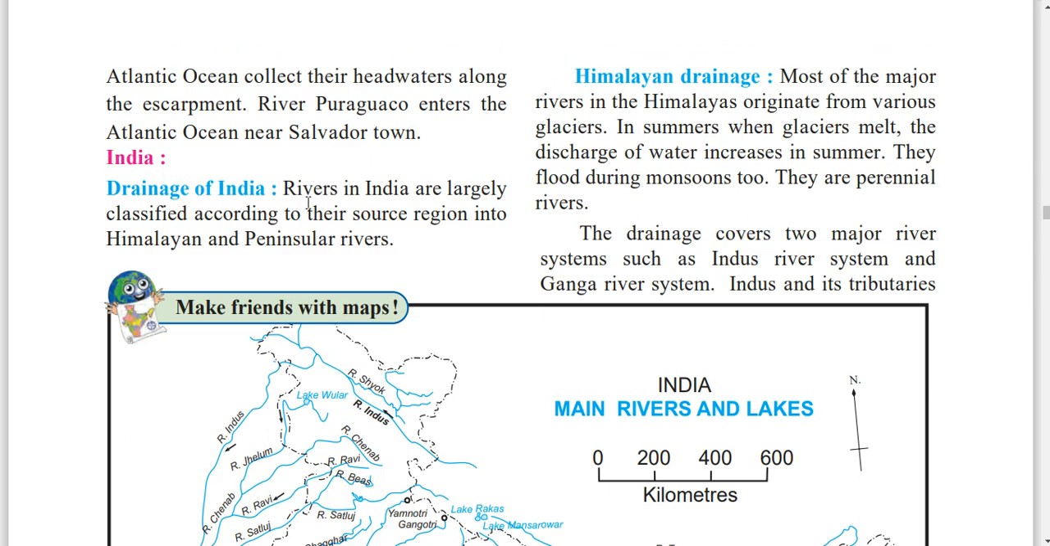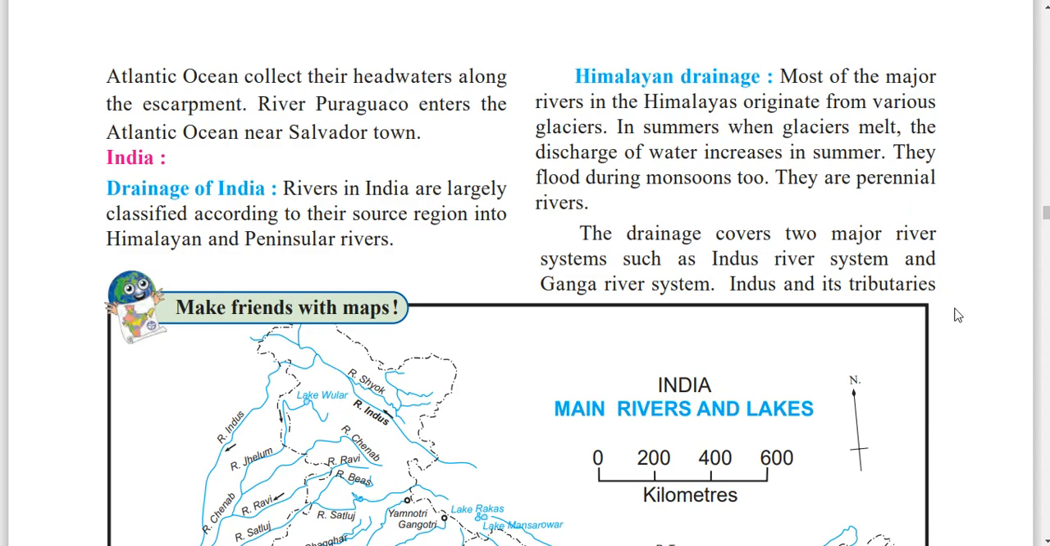India. Drainage of India. Rivers in India are largely classified according to their source region into Himalayan and peninsular rivers. Himalayan drainage. Most of the major rivers in the Himalayas originate from various glaciers. In summers, when glaciers melt, the discharge of water increases. They flood during monsoons too. They are perennial rivers. The drainage covers two major river systems such as Indus River system and Ganga River system.